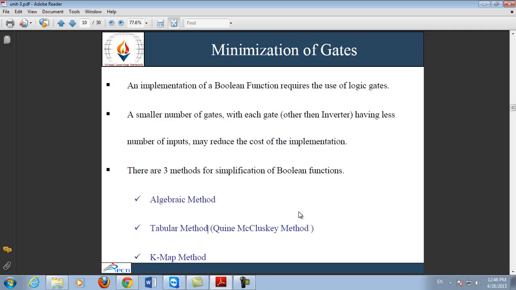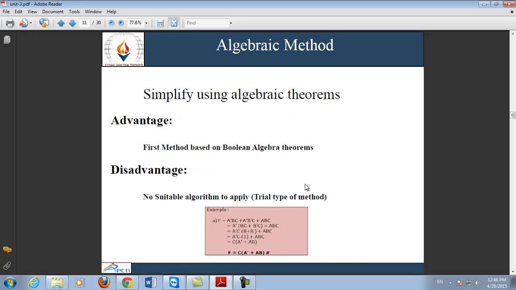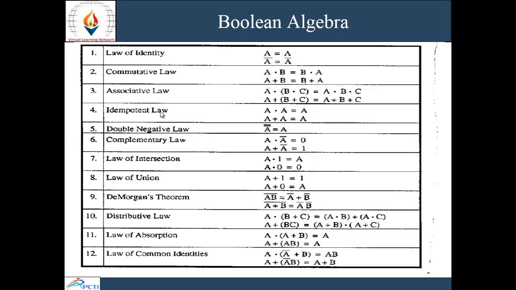But before going forward, I want to share with you some of the Boolean laws or Boolean algebra functions. You can see some of the Boolean algebra functions here. First is law of identity. Law of identity says that A is always equal to A, and A complement is always equal to A complement. Similarly, commutative law, which tells that A into B is equal to B into A, means the result of A into B will always be equal to B into A. Similarly, A plus B will always be equal to B plus A.